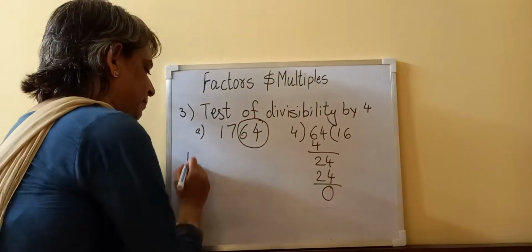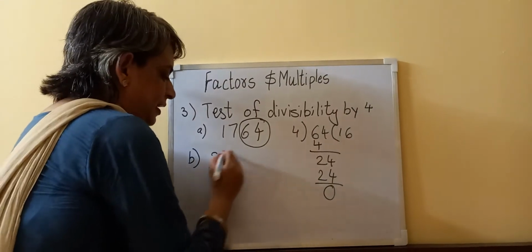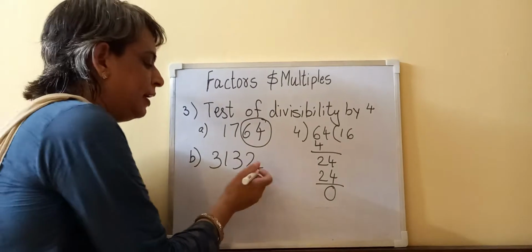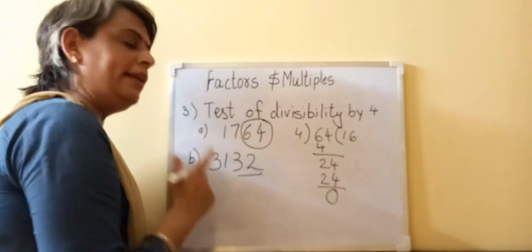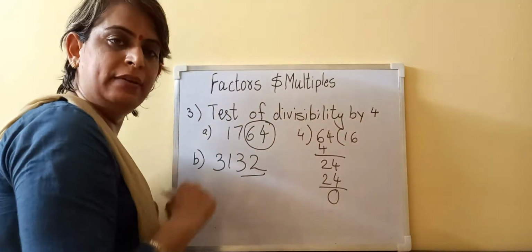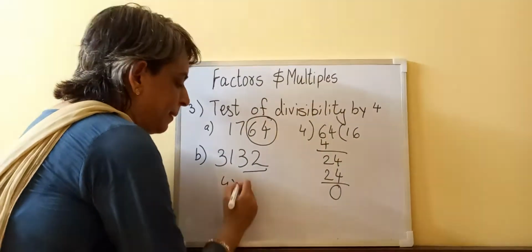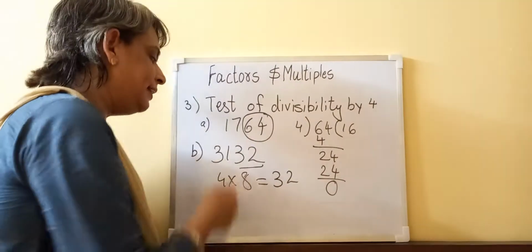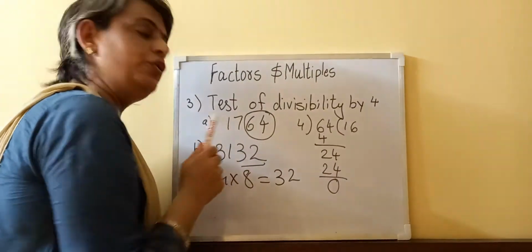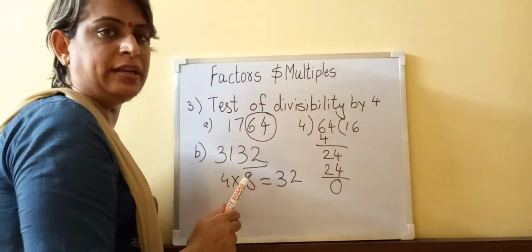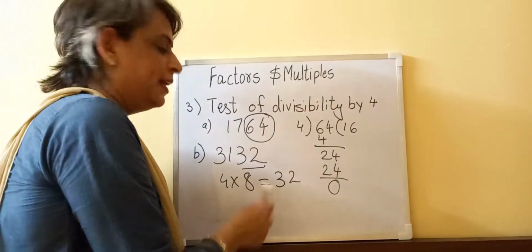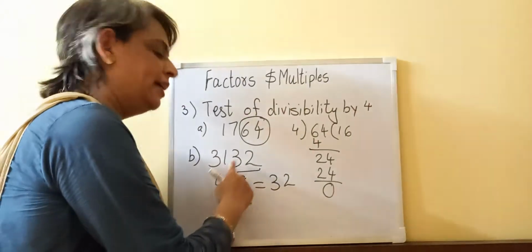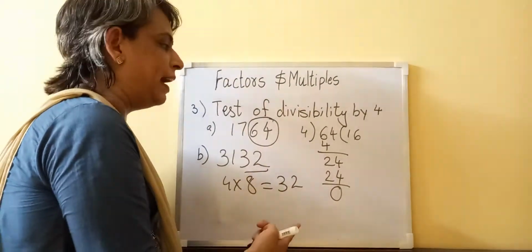Suppose I take another example. Suppose you have written here 3132. Now 32 is there, and everyone knows that 32 is in 4's table. 4 multiplied by 8 is 32. So it means that it is divisible. Here you need not show the division. You can write directly that 32 is divisible by 4. Therefore 3132 is divisible by 4.